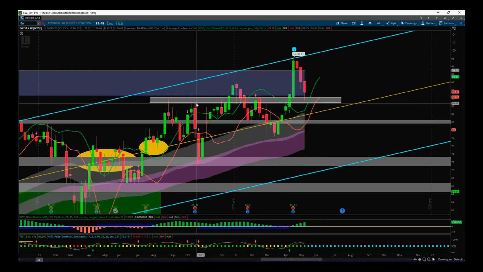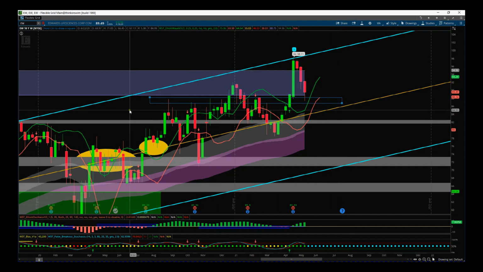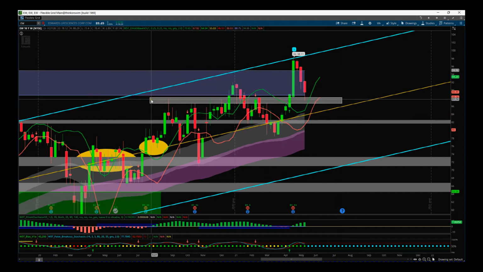Bottom of my zone, really just looking at these wicks here and here. Just adjust that slightly. You can see here this wick and this wick here, there's so many different wicks pushing into this zone.